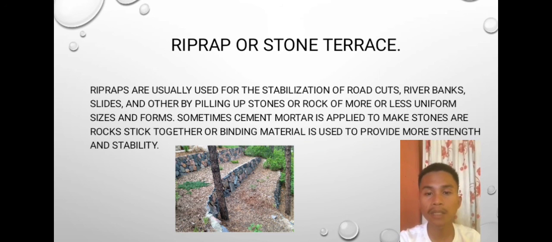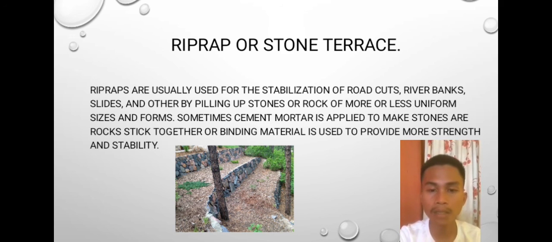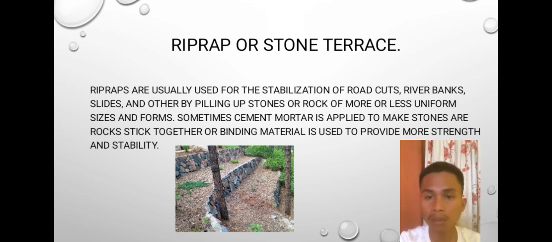Riprap is usually used for the stabilization of road cuts, river banks, slides, and other slopes by piling up stones or rocks of more or less uniform size and form. Sometimes, cement mortar is applied to make stones or rocks stick together, or binding material is used to provide more strength and stability. It is typically used to armor, stabilize, and protect the soil surface against erosion and scour in areas of concentrated flow or wave energy.